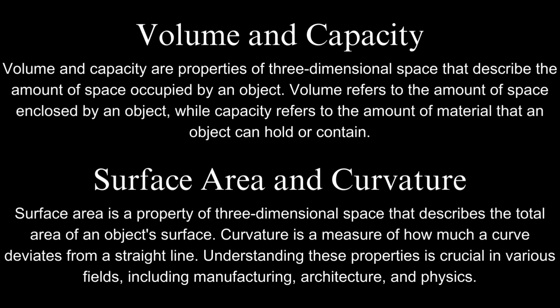Surface area and curvature. Surface area is a property of three-dimensional space that describes the total area of an object's surface. Curvature is a measure of how much a curve deviates from a straight line. Understanding these properties is crucial in various fields, including manufacturing, architecture, and physics.